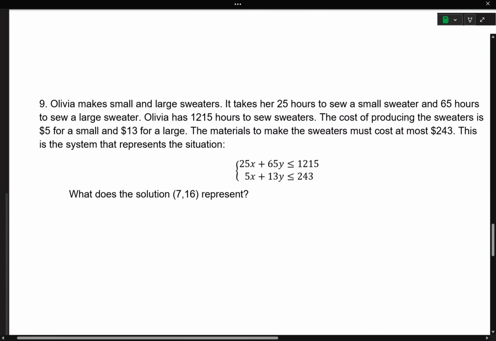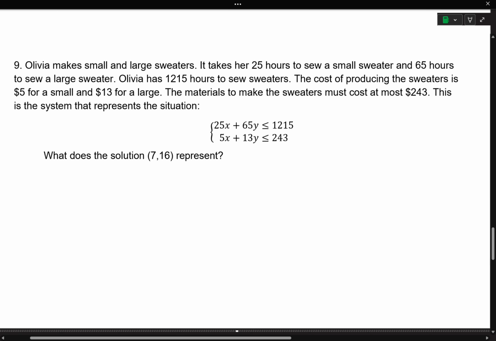Let's do another one. We got Olivia making small and large sweaters. It takes her 25 hours to sew a small sweater and 65 hours to sew a large sweater. Olivia has 1,215 hours to sew sweaters. The cost of producing the sweaters is $5 for the small and $13 for large. The materials to make the sweaters must cost at most $243. This is the system. What does (7, 16) represent?